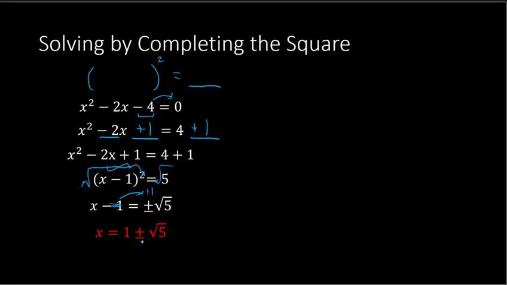We could leave it like this. If you needed an actual decimal answer, you could type in the square root of 5 into your calculator to get some decimal. Then you do 1 plus that decimal to get one answer, and then 1 minus that decimal to get the other answer.